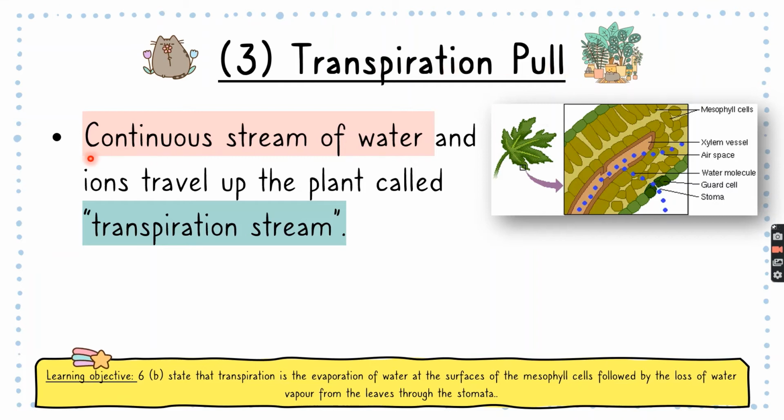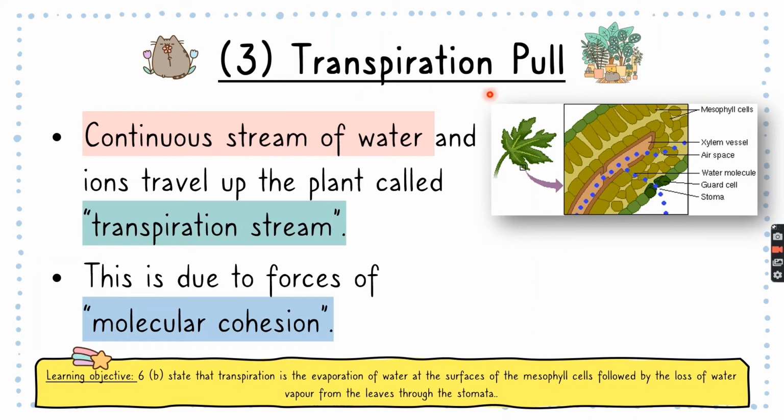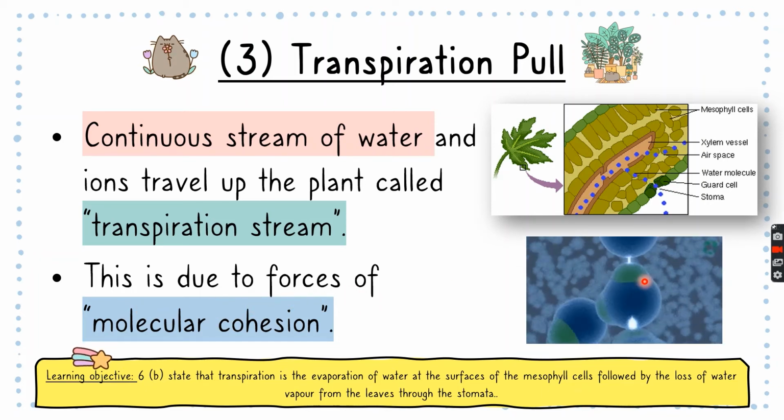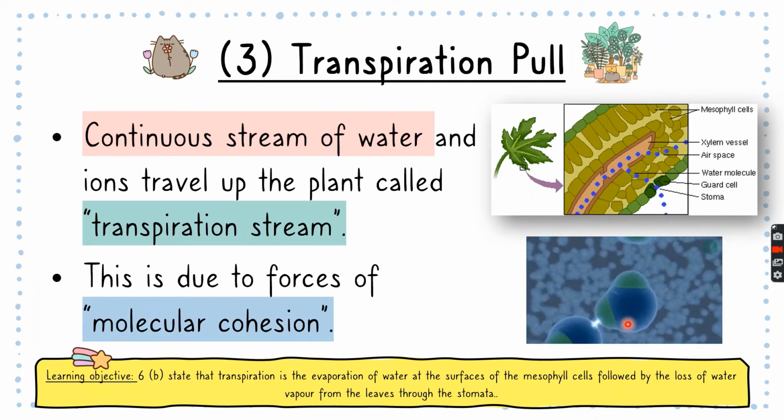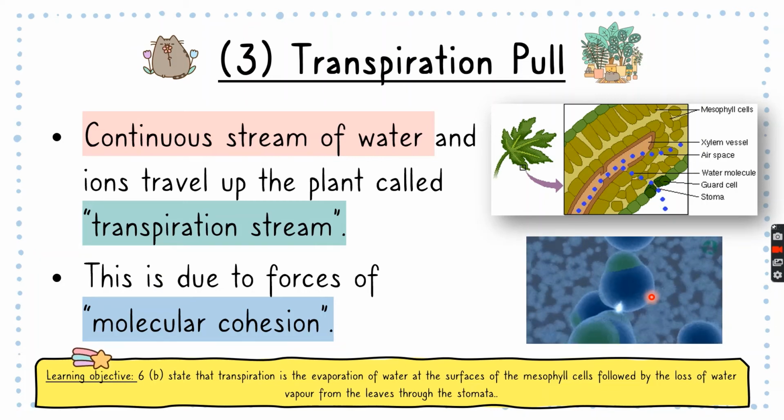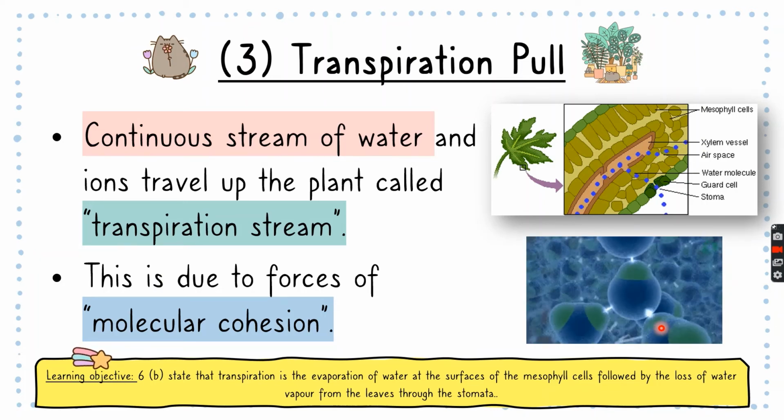Because of transpiration pull, there's this continuous stream of water, just like that. And water and ions travel up the plant, and this is what we call the transpiration stream. So it's a very special name as well. And how can water actually move up together? It is because of this other force called molecular cohesion. Molecular cohesion is the ability of water to stick to each other. They're attracted to each other, and they won't easily let go. So if they are stuck together, everyone moves together.